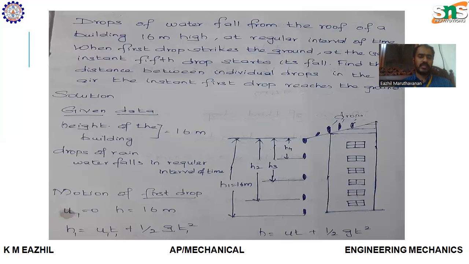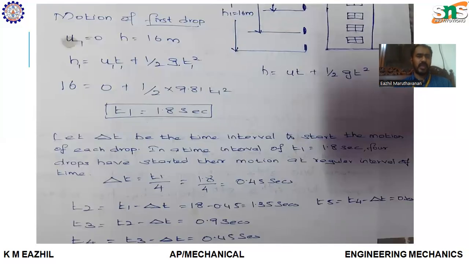As already said, we consider the time t for h1, 16 meters. We take it as t1. We substitute the known values. We know the value 16 and the initial velocity is 0. We don't know the time taken t1, so it will be 0 times t1 plus half into 9.81 t1 square. By solving this, we get t1 as 1.8 seconds.